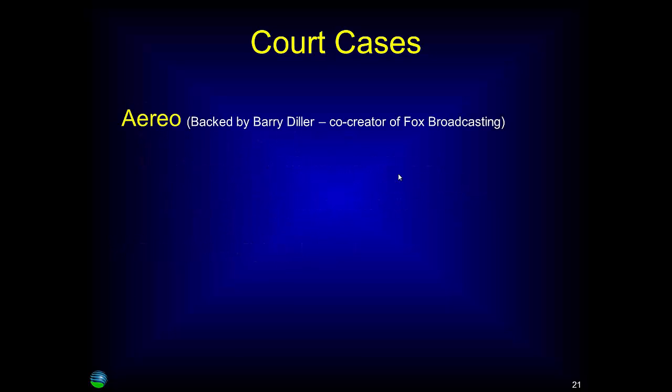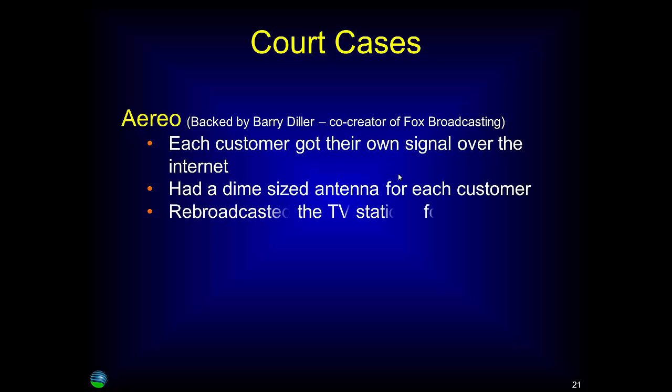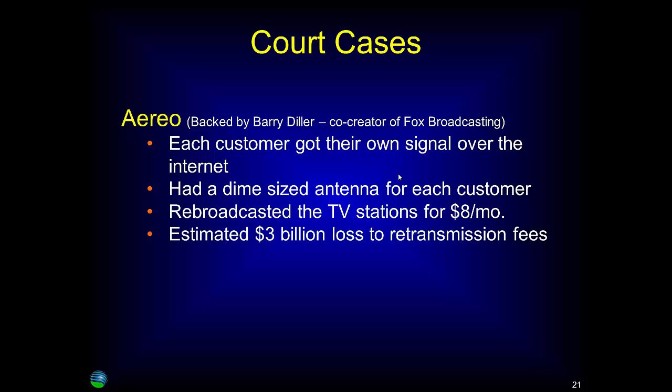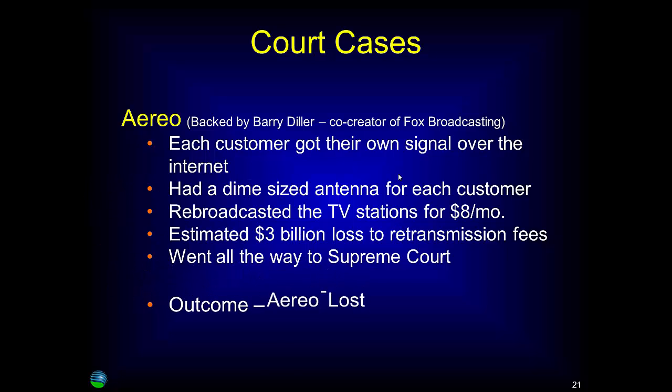There's also the Aereo court case. In this case, each customer had their own signal over the internet with a dime-sized antenna. The cost to the consumer was very attractive, starting out at $8 a month. It was estimated that the TV stations were going to lose about $3 billion a year. And this case went all the way to the Supreme Court, but unfortunately Aereo lost.